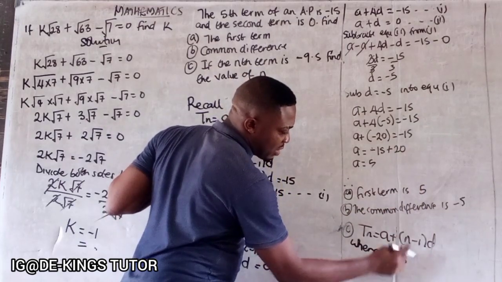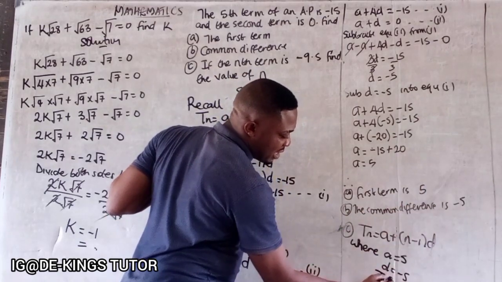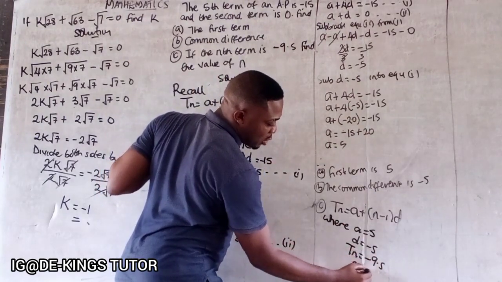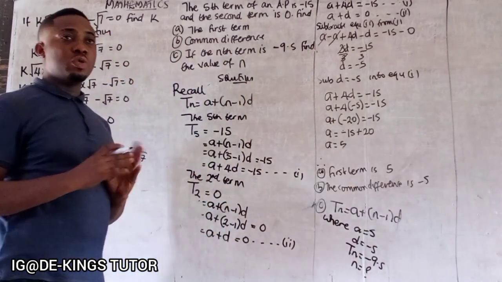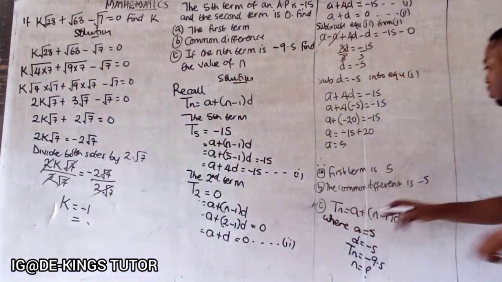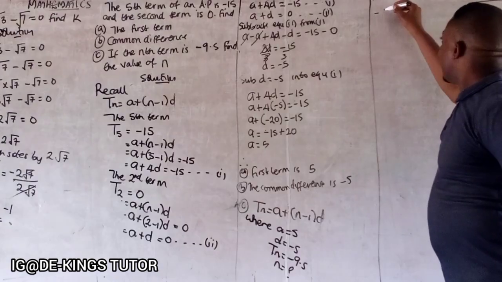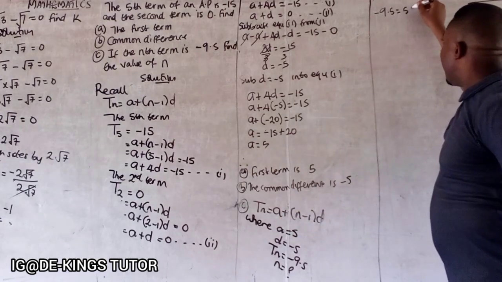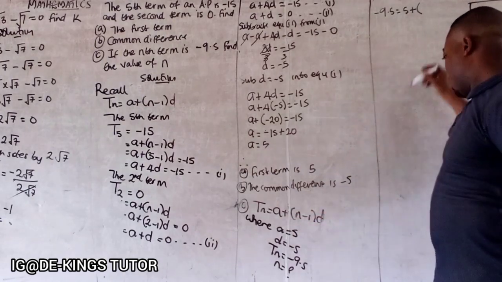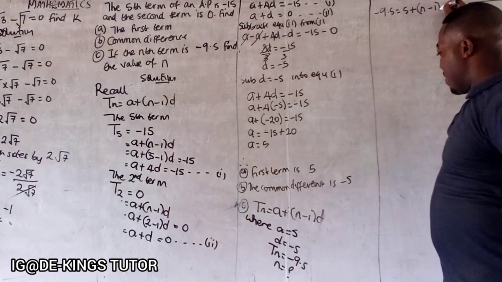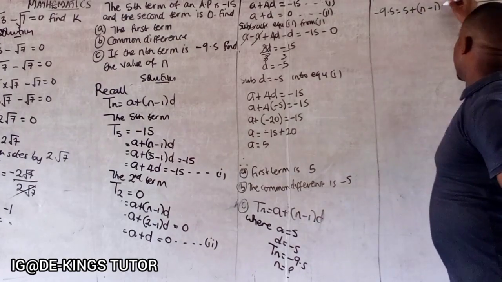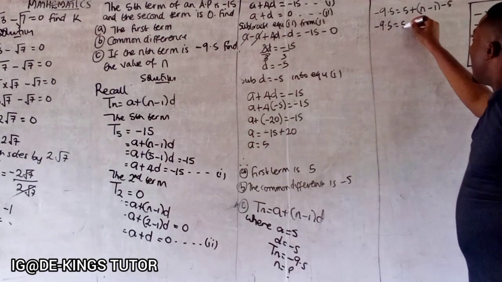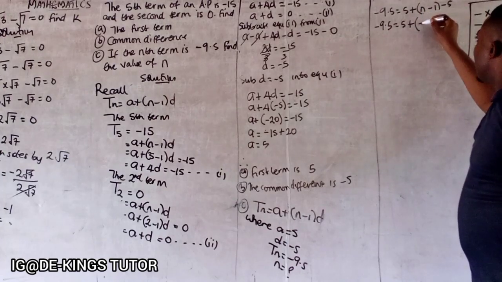So now from this, we have known A as what? 5. d as what? Minus 5. Then term n, which is the nth term, it says what? Minus 9.5. So they're asking us to find n. Who is unknown? So let's substitute here. We have minus 9.5 equals our A is what? 5 plus our n is unknown, as n minus 1, and our d is what? Minus 5.